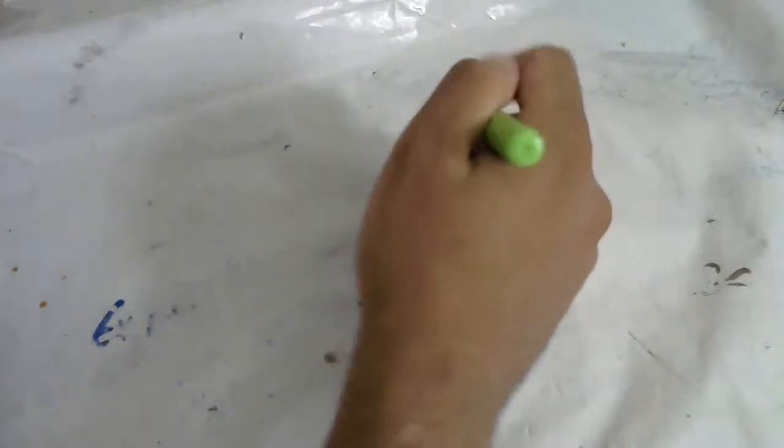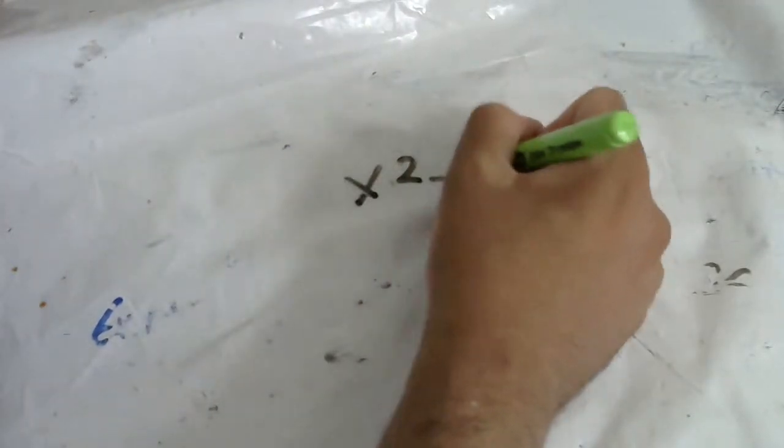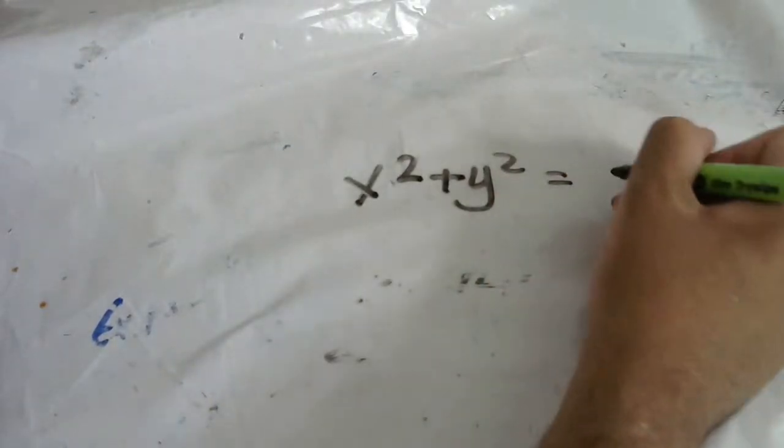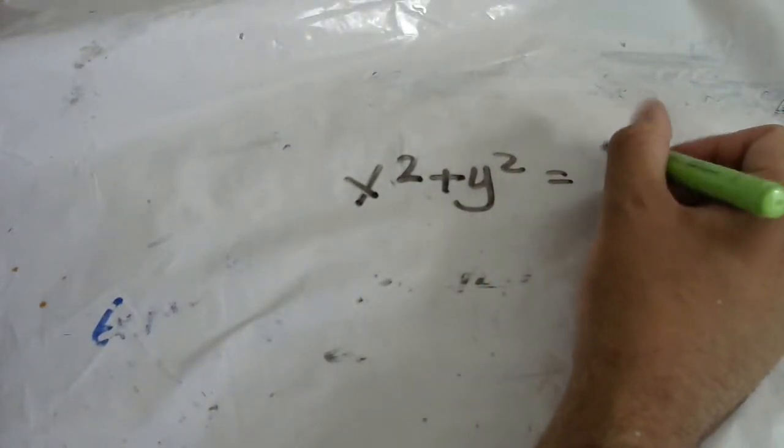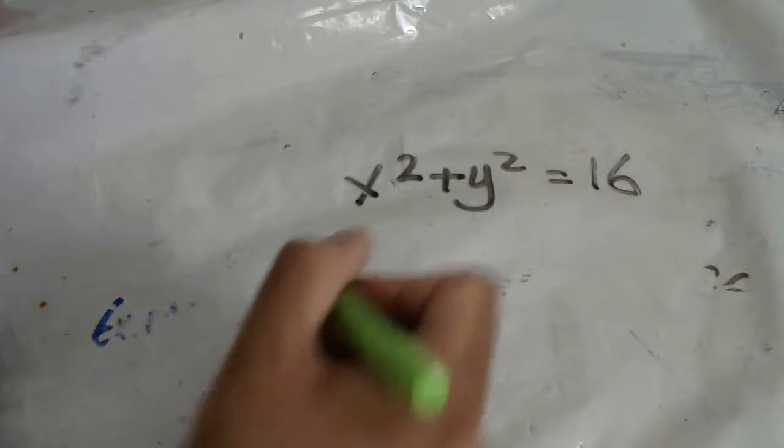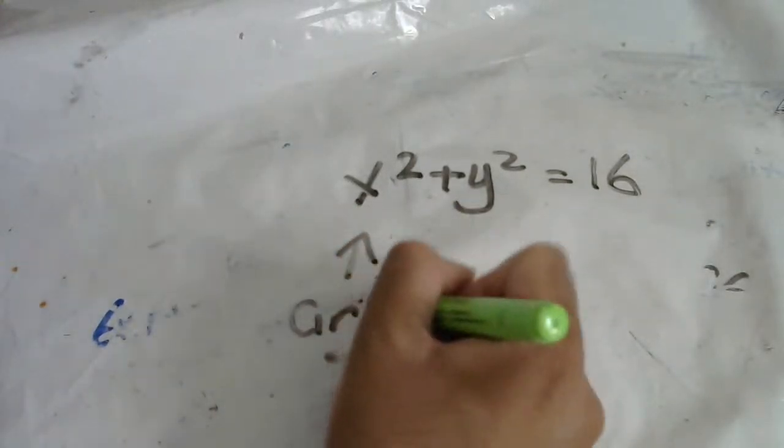Last thing for today is, you might have noticed we've done a lot of equations of this form: x squared plus y squared equals a number. And it's usually been some number squared. So an x squared plus y squared equals 16, for example, would be a good example. This is a specific type of graph. This is a circle.